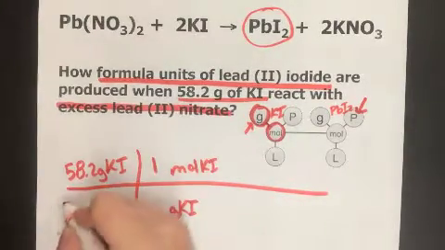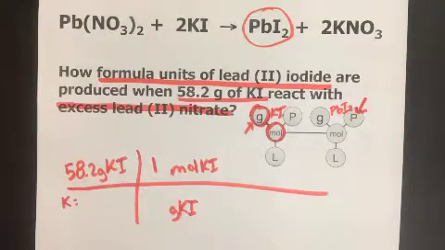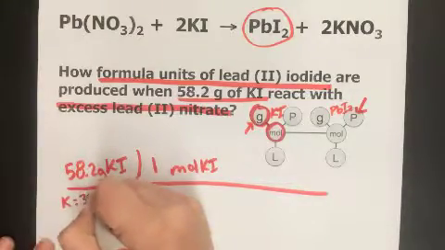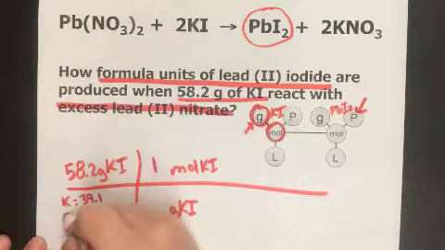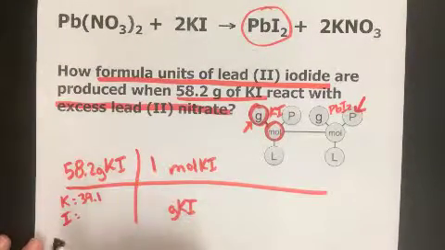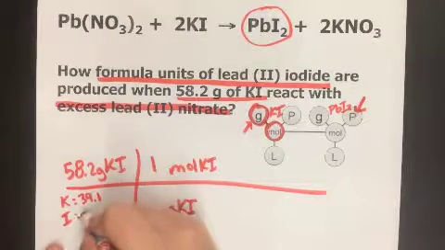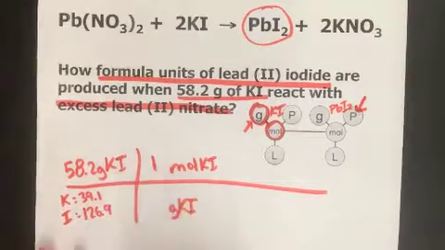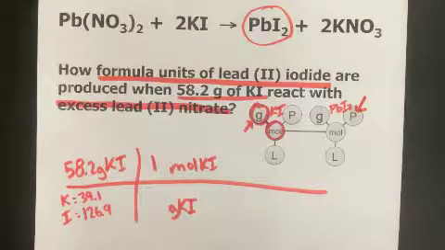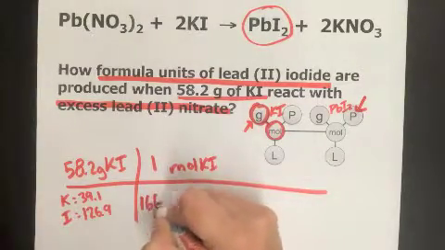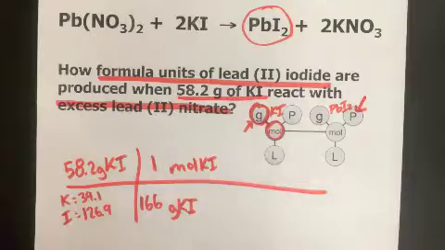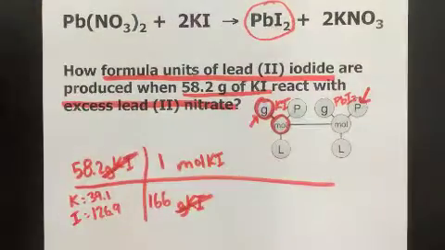With grams, what do we need to find? Molar mass. So for KI, K has a mass of 39.1, and there's only 1 of them. I has a mass of 126.9. So when you add that up, 126.9 plus 39.1, you get a mass of 166. So you plug it in. Grams of KI go away.